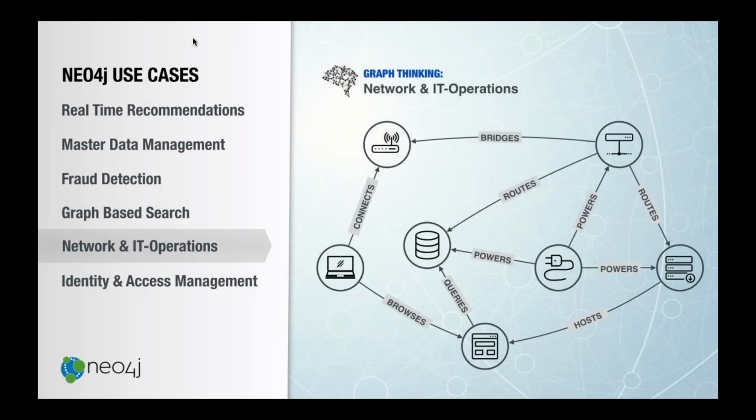Network and IT operations, you're looking at dependency analysis and root cause analysis. Computer networks are networks, networks are graphs. It all works out well together.